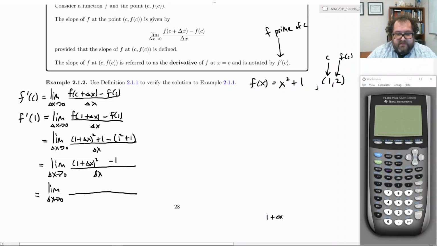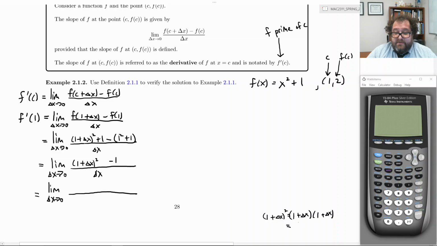1 plus delta x squared is 1 plus delta x, 1 plus delta x. Now, I see this all of the time. Please don't make this mistake. Don't tell me that 1 plus delta x squared is 1 squared plus delta x squared. That is not true, in general at least. We have to distribute, FOIL if you like to use that term.